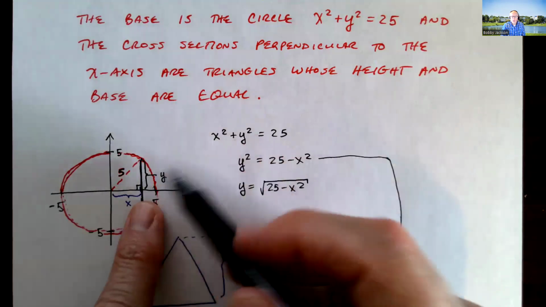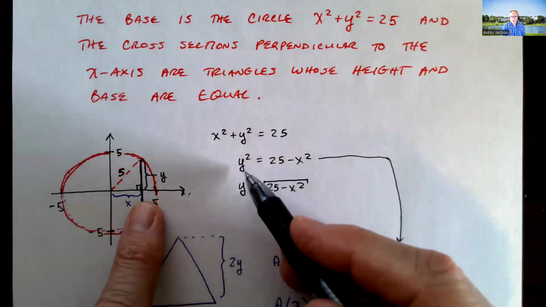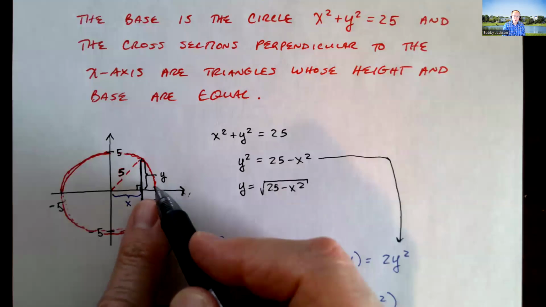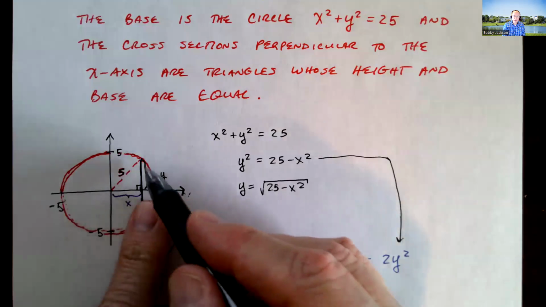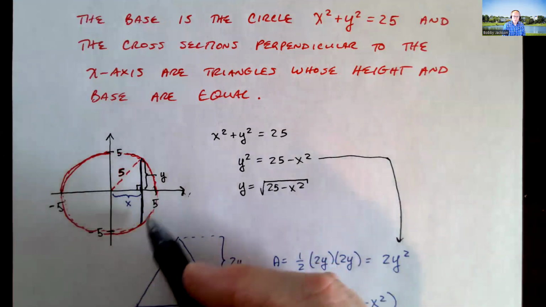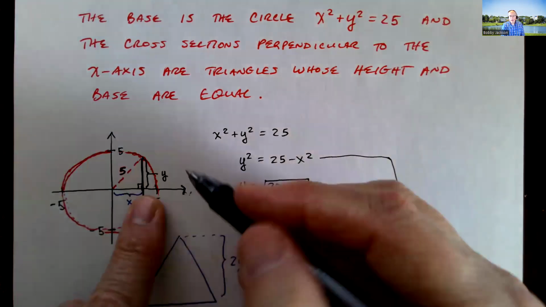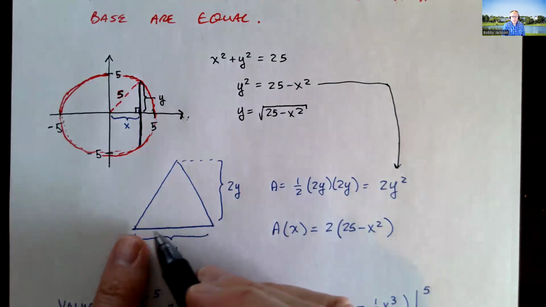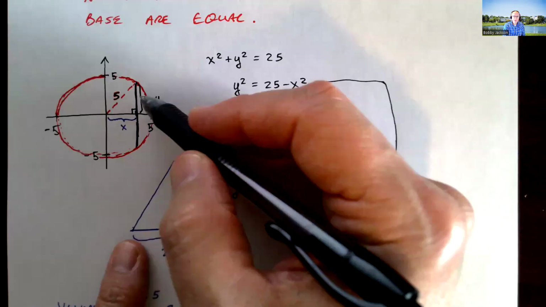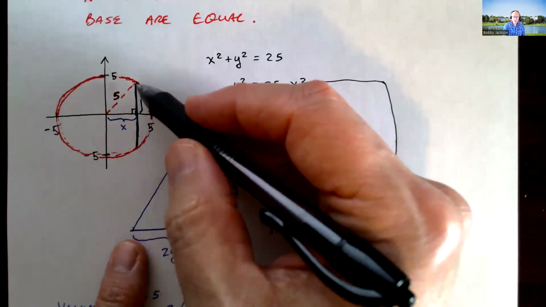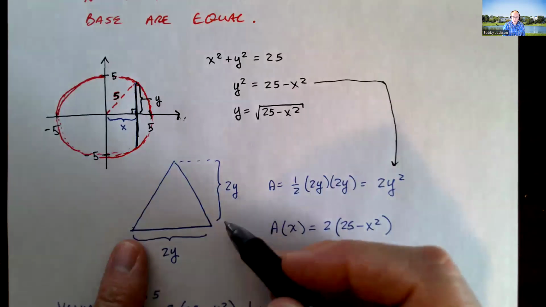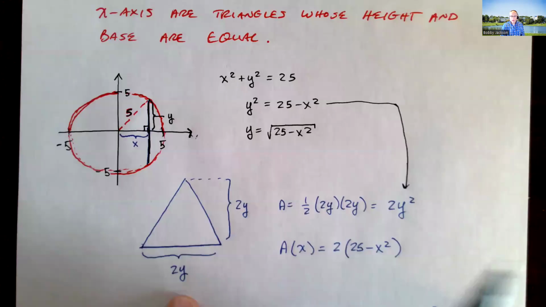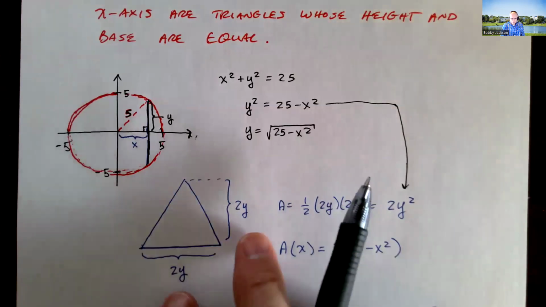And so what is y equal to? Well, I can solve for y by subtracting x squared and then taking the square root, which will be true for any value of y in the top half of our circle, where y is positive. The negative root would be the bottom half of the circle. But I'm going to let that be the length y. And then notice the base of my triangle is 2y because if this is y, by symmetry, this length is also y. So the total length here is 2y, which means the height is also 2y because our triangles have height and base equal.